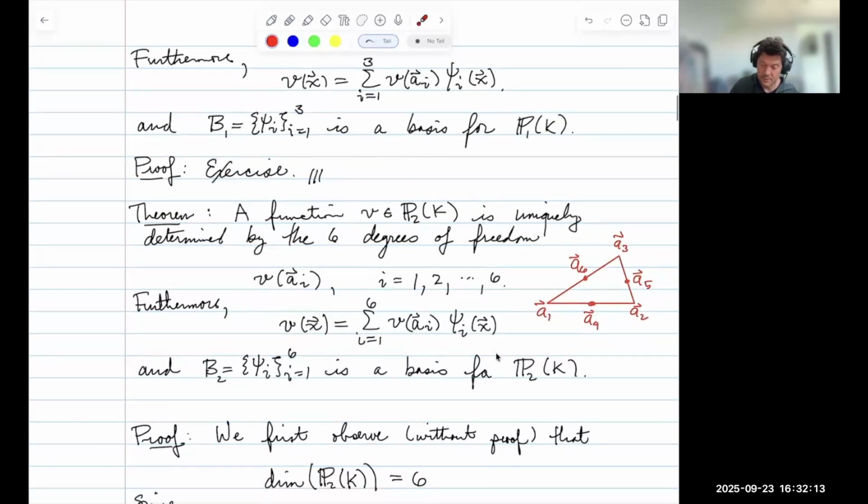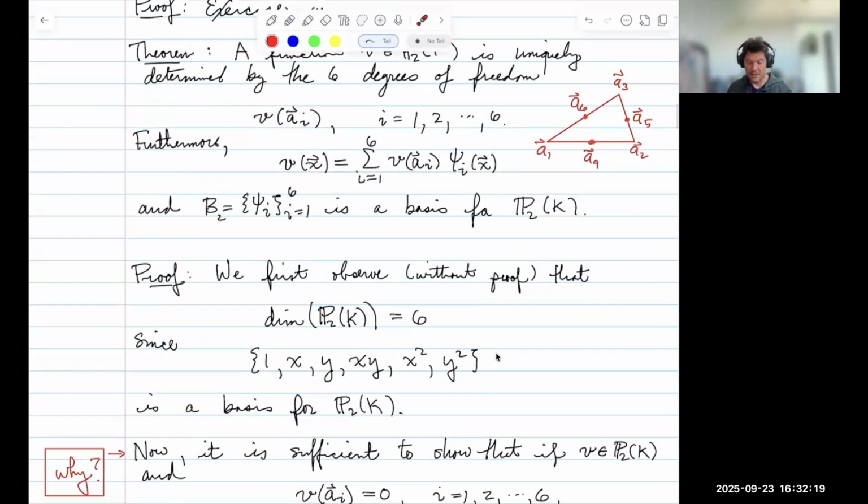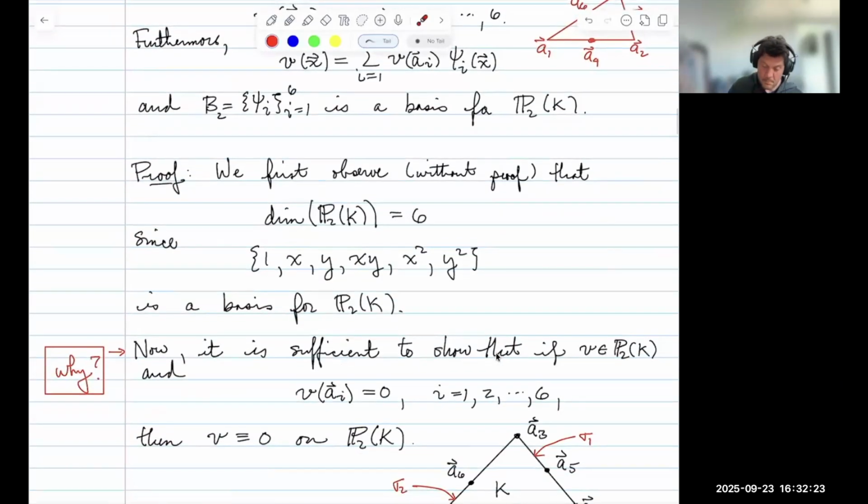Okay, so I told you the basic idea for proving this, and now I'm going to show you exactly how it's done in 2D. We're first going to observe, without proof, that the dimension of P2 over K is exactly equal to 6. It's not hard to see this, because I can write 6 basis elements.